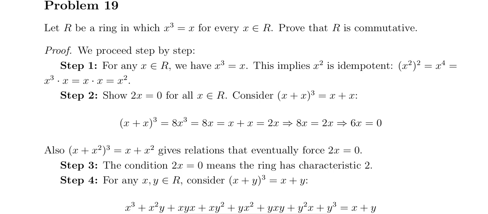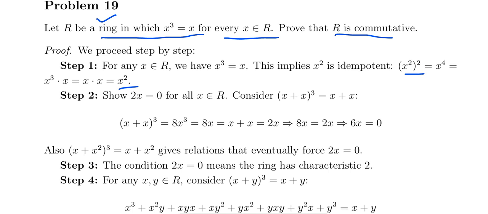Now let R be a ring in which x cube equal to x for every x belongs to R. Then R is commutative. Now x cube equal to x implies that x square is idempotent. What do we mean by idempotent? That is, x square whole square is x power 4. We can express x power 4 as x cube into x, which gives x into x, because x cube equals x, so this is x square. So x square whole square equals x square.